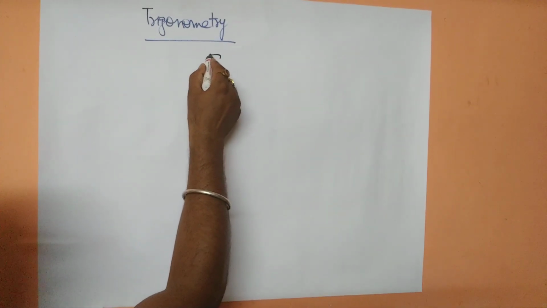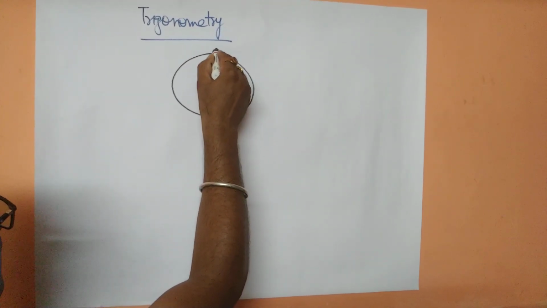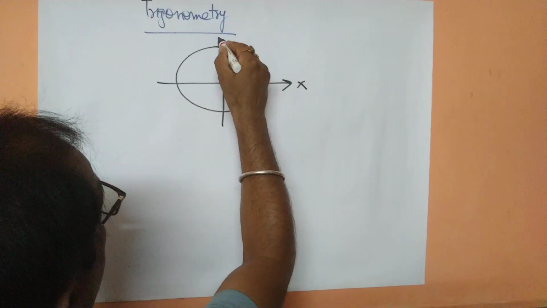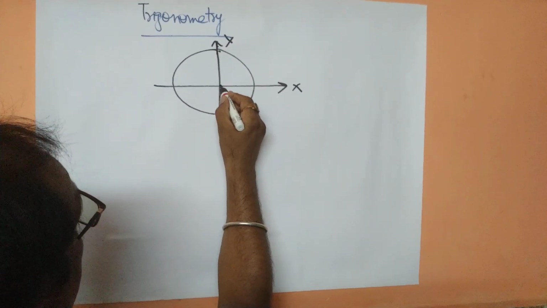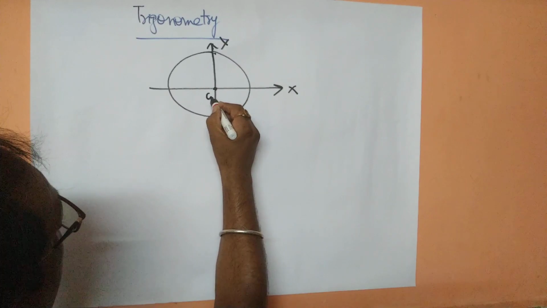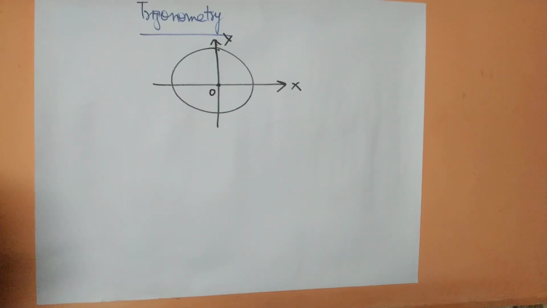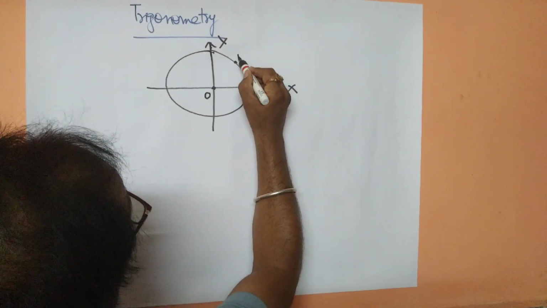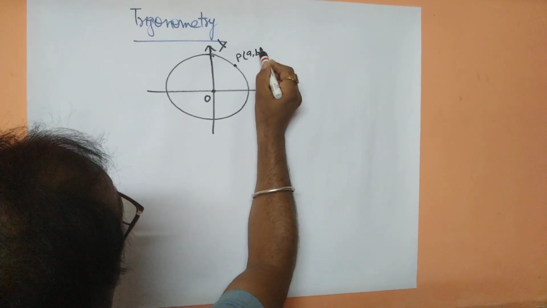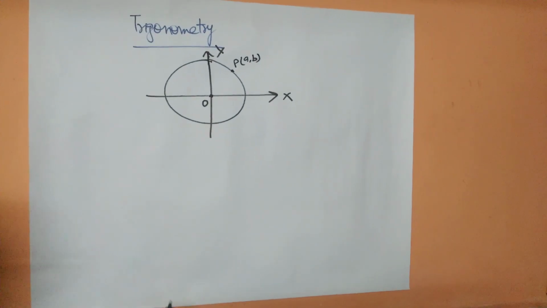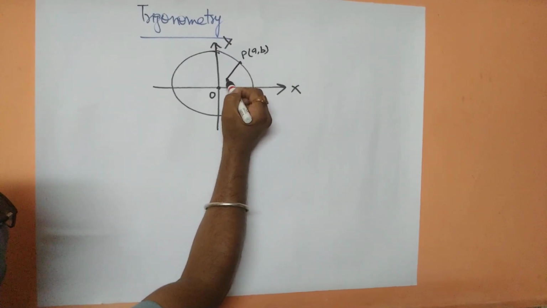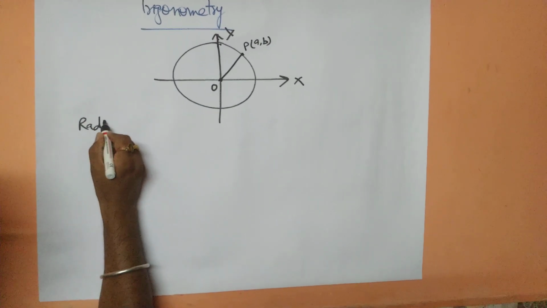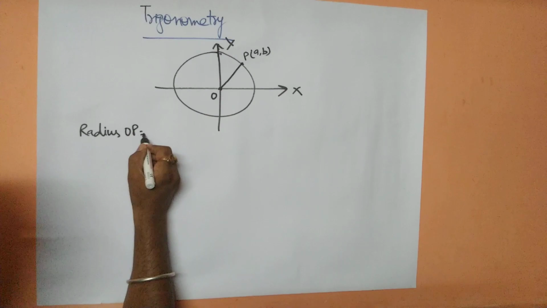I am telling you, let's draw a circle. This is the x coordinate, this is the y coordinate. Here O is the center of the circle. Let's take any point P(a, b) on the circle. Now if we join OP, we take the radius OP equal to 1 unit.